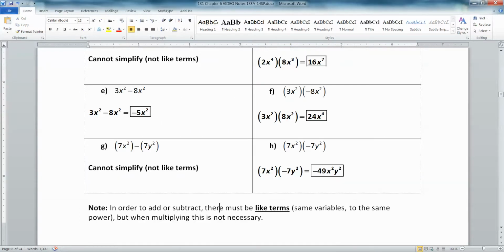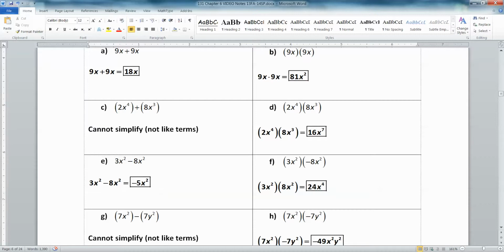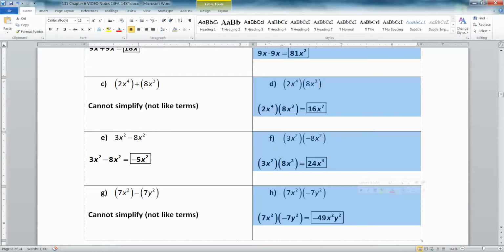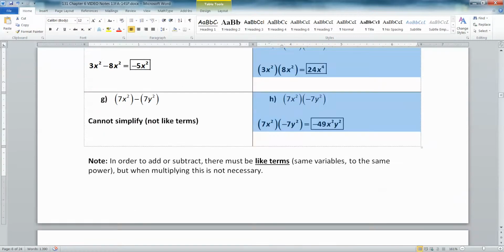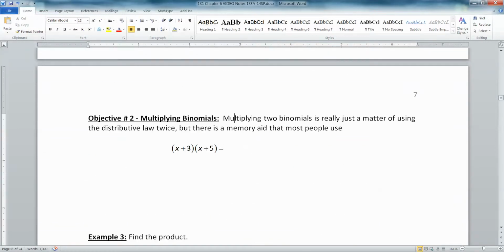Now everything on this page was multiplying monomials, right? All of these over here on the right-hand column. I'm taking a single term times a single term and multiplying them. So the question becomes, how do you multiply them if they're not monomials? What do you do if they're binomials or trinomials or something like that? That's what the next page is going to start us off on. So I'll begin this in this video and finish it in the next.